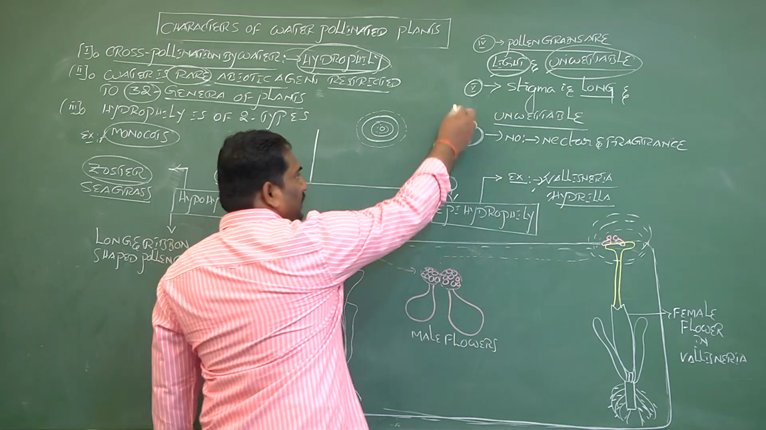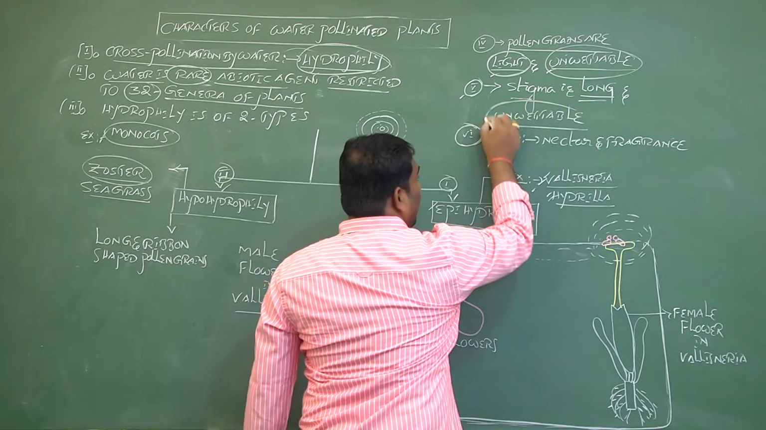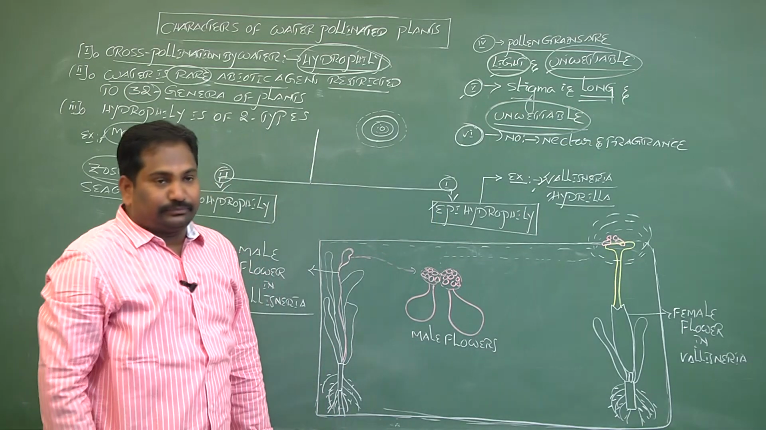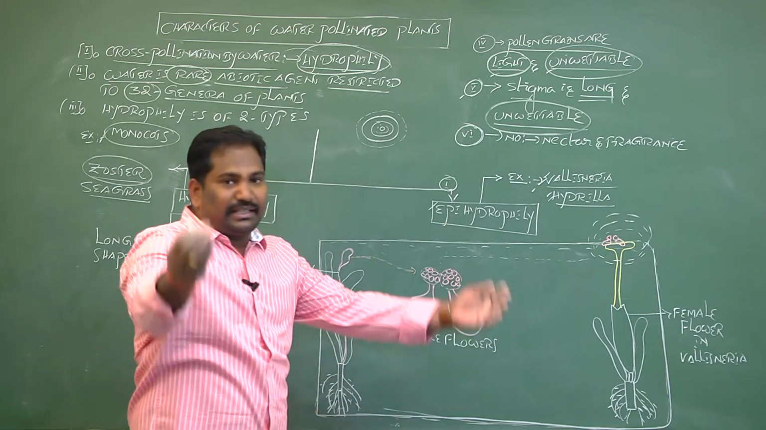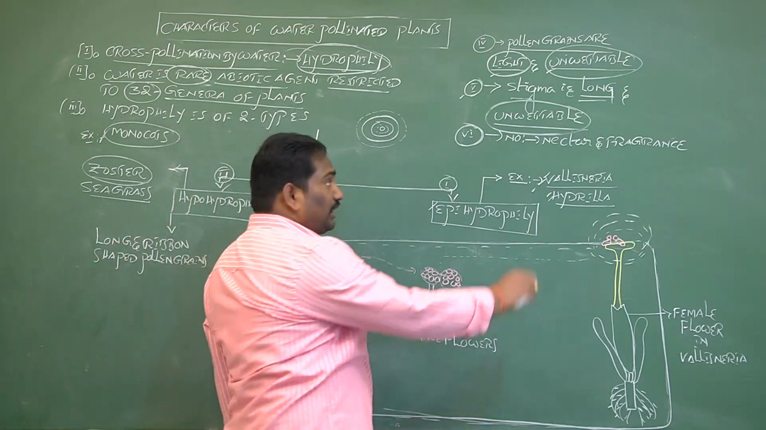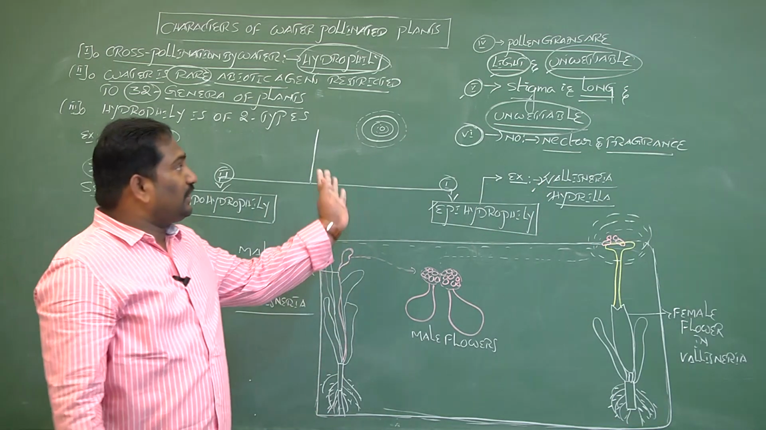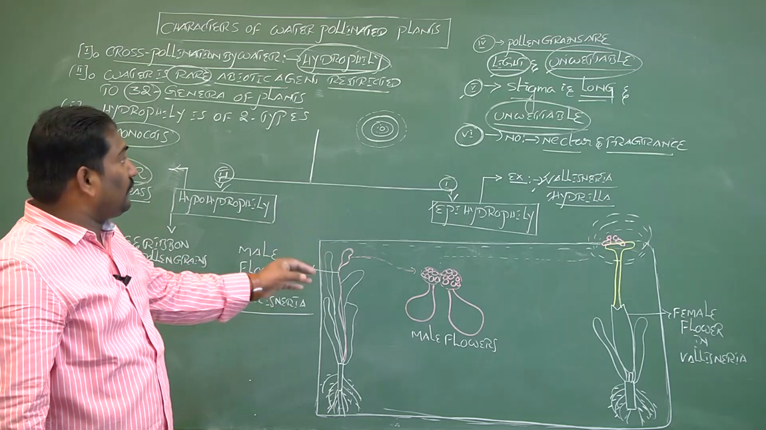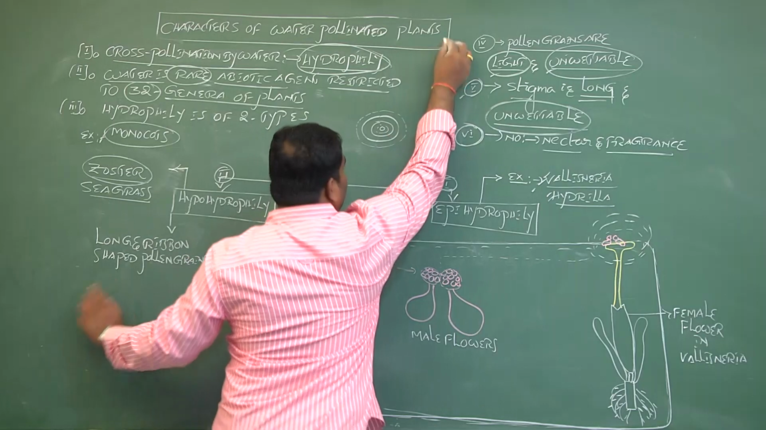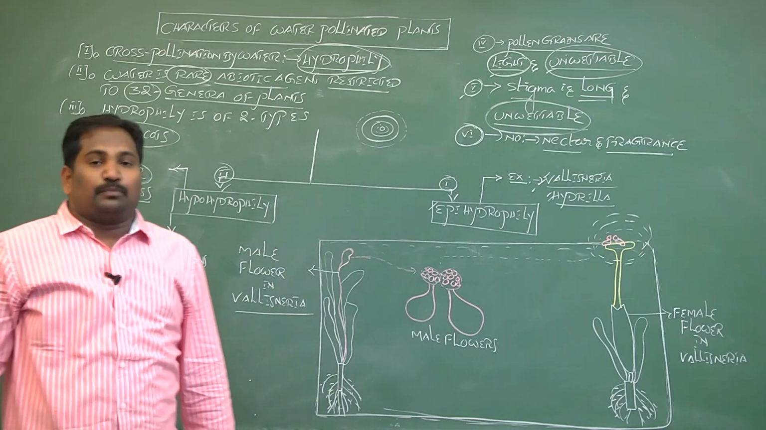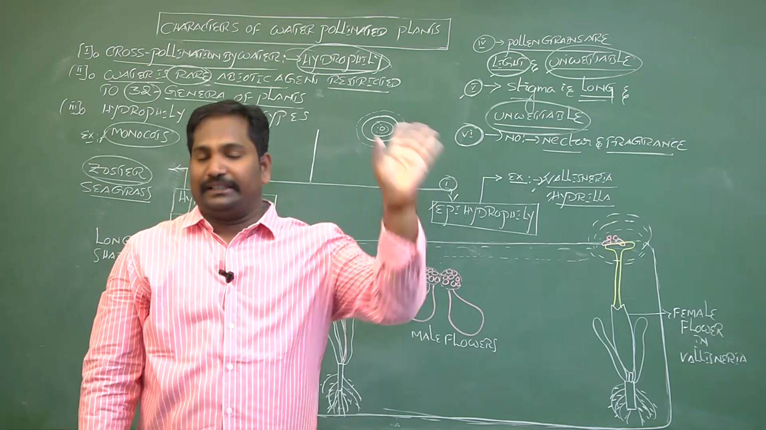And the fifth characteristic feature of water pollinated plants: the stigma is long and unwettable, protecting it from wetting. And here there is no need to attract any insects. So that's why there is no production of nectar and fragrance. These are the characteristic features of water pollinated plants. If any plant exhibits these characters, those plants can be pollinated by water. Water pollinated plants are called hydrophilous.